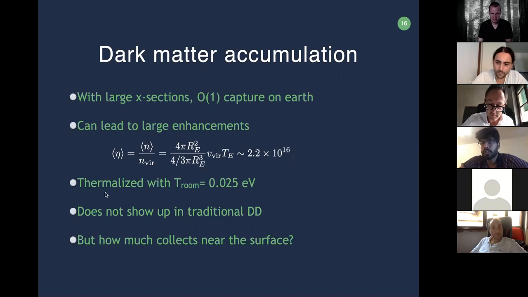But the issue, of course, is that this is thermalized with room temperature. So it has kinetic energy of 25 meV. It's very small and does not show up in traditional direct detection. The next question is, is it useful? How much collects near the surface? So this is all good. It collects on Earth, but are there other effects?